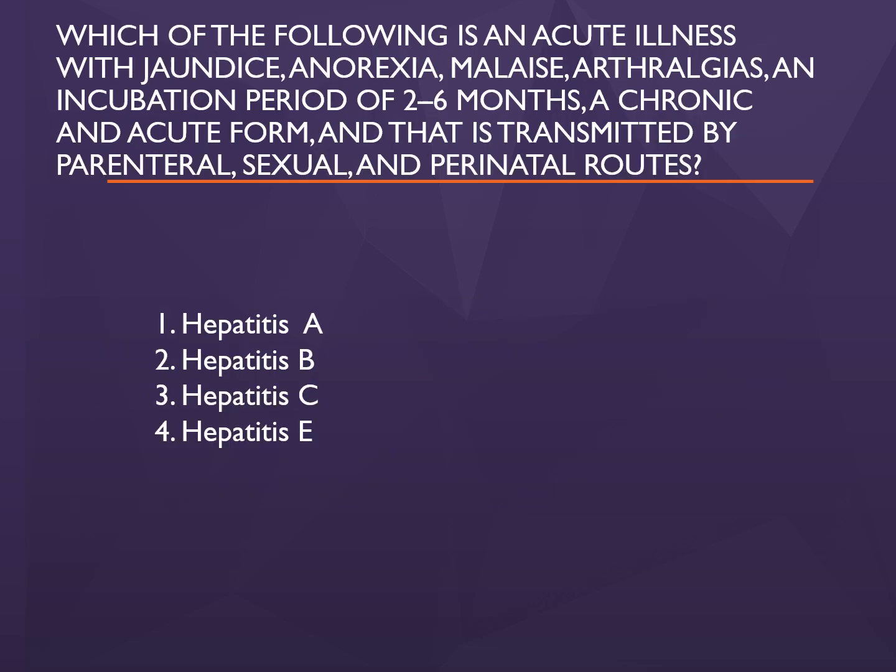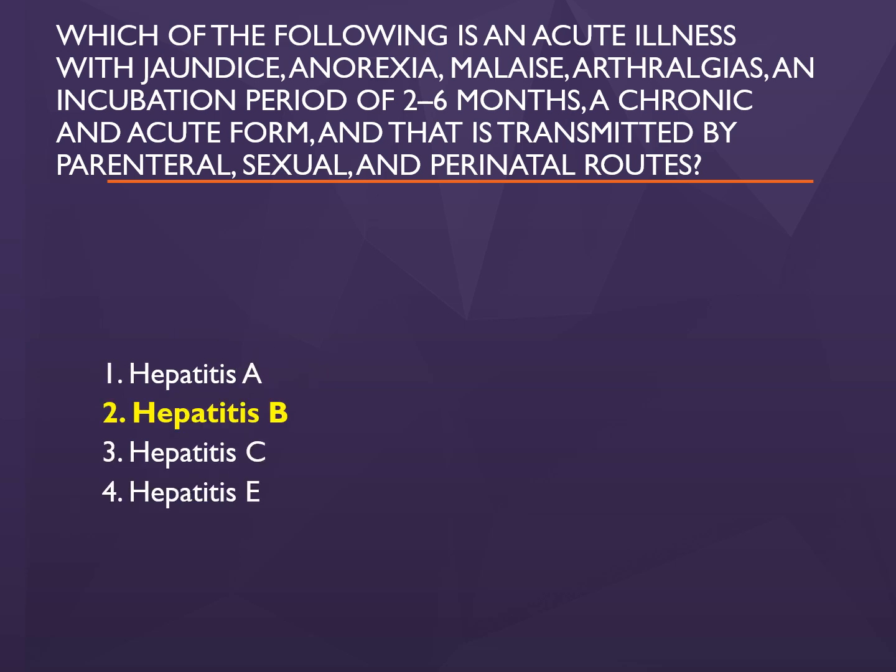That's another question. Which of the following is an acute illness with jaundice, anorexia, malaise, arthralgias, an incubation period of 2 to 6 months, a chronic and acute form, and that is transmitted by parenteral, sexual, and perinatal routes? Is it hepatitis A? Is it hepatitis B, hepatitis C, or hepatitis E? Phenomenal. You got it. It is hepatitis B.